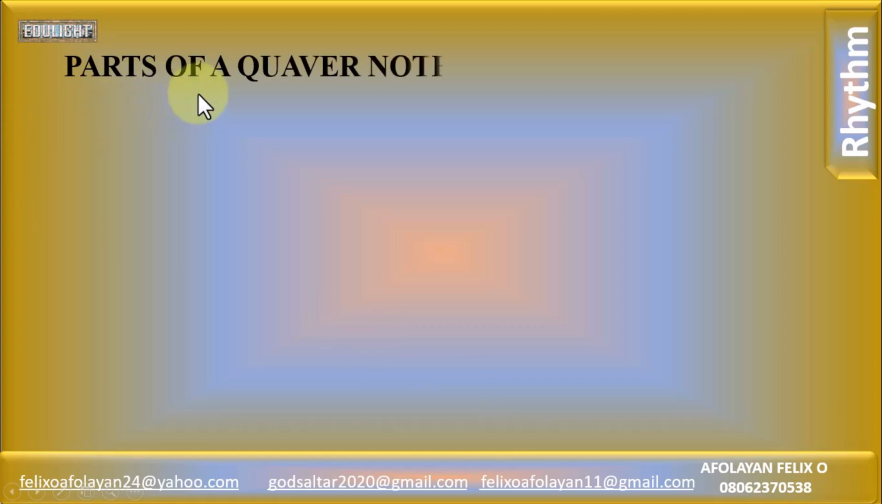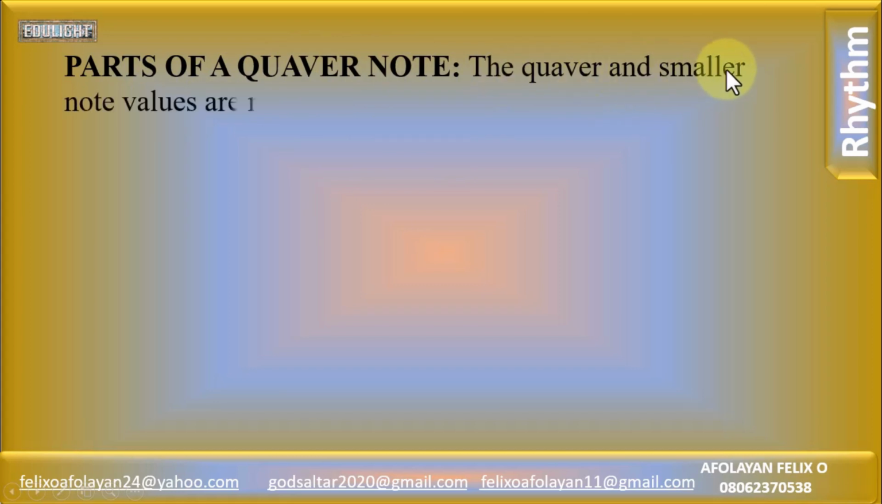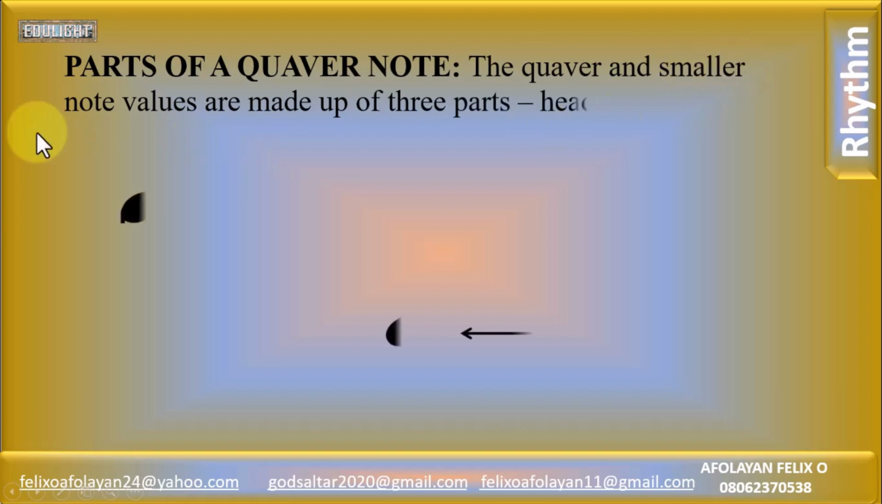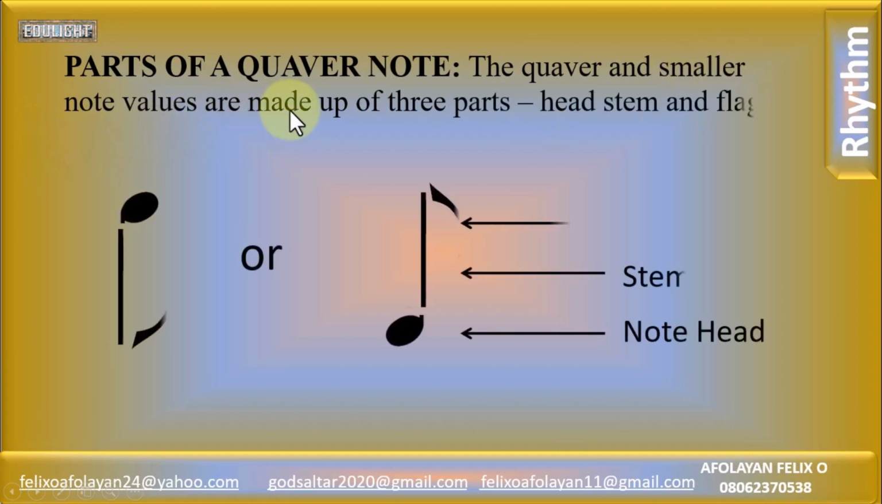The parts of a quaver note. The quaver note and notes of smaller value are made up of 3 parts. The head, this one, the head. That's one. The stem, this is the stem. The flag, this is the flag. Parts of a quaver.